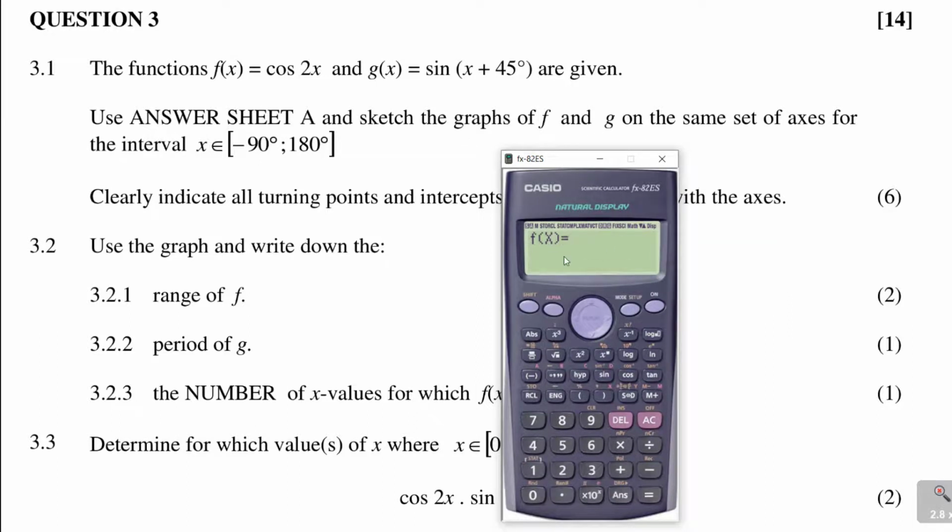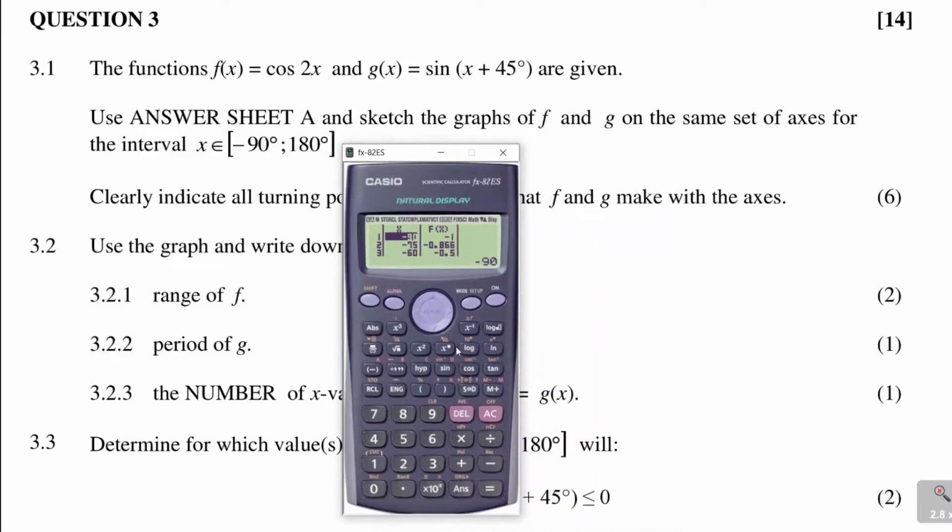Mode, you say number 3, table, f(x). You start with the first one, cos. Now it says 2, then x. You say alpha x, close there, equal to. Start from where? They said I must start from negative 90. And then where do I end? They say I must end at 180. And then step, always use 15 because it covers 30 and 45. These are important numbers that you need to use for you to sketch.